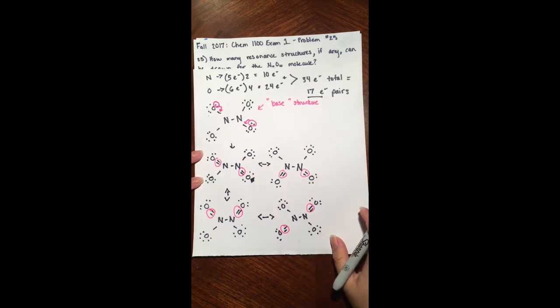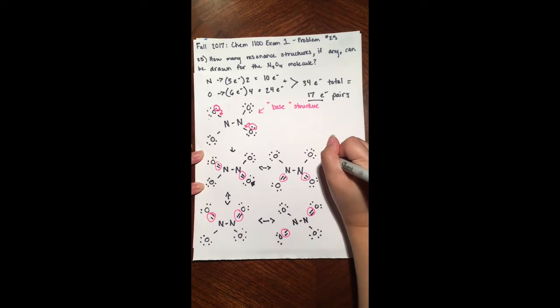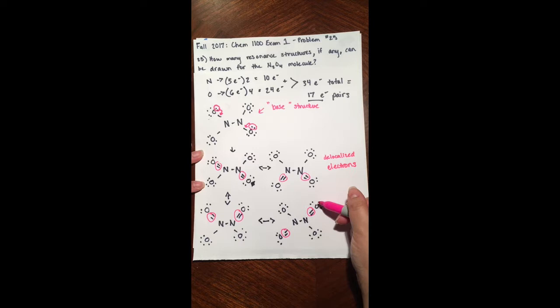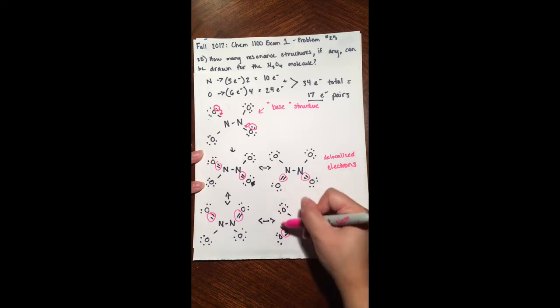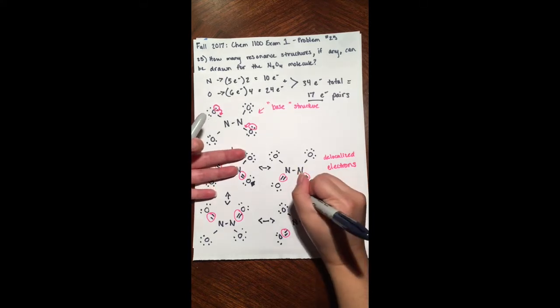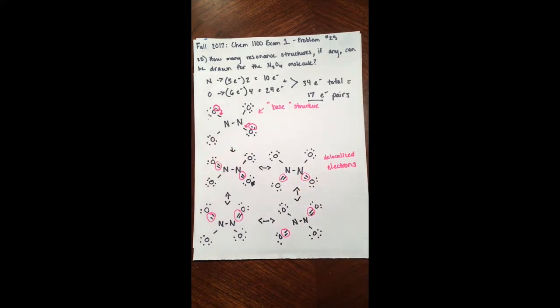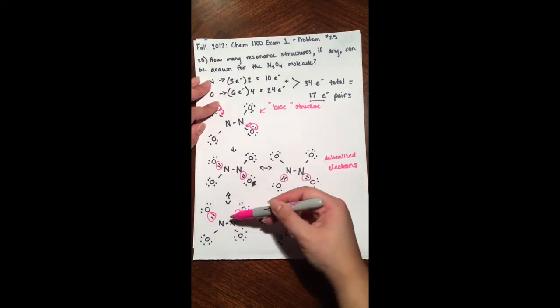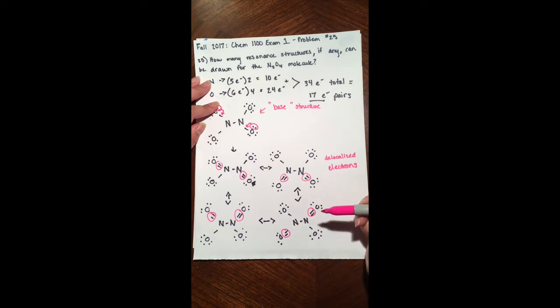So again, resonance occurs due to the delocalized electrons, because they don't just stay within the vicinity of one atom, they can travel all around the entire molecule, and that's what gives rise to resonance structures. So here we've just drawn all possible combinations. We can't draw any more different molecules with these double bonds in different places.